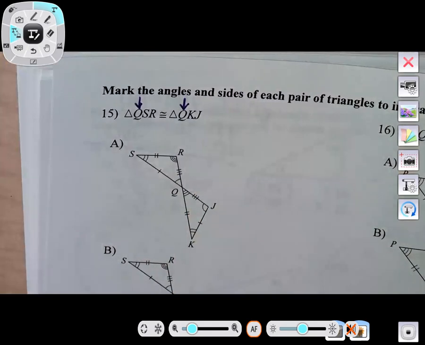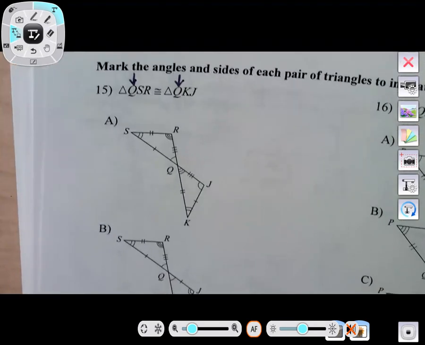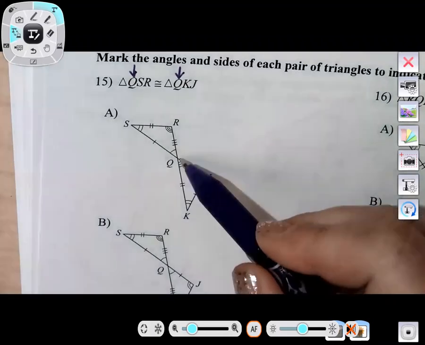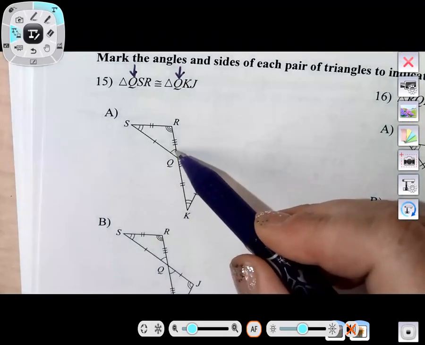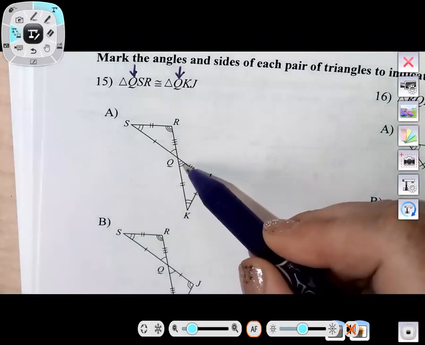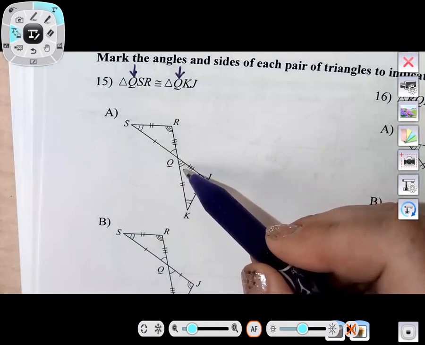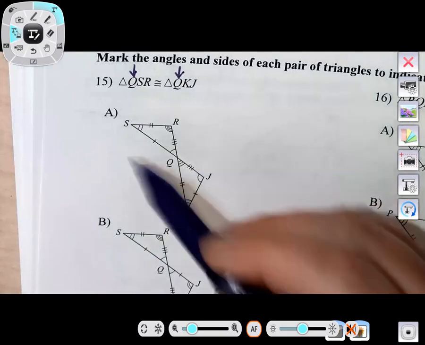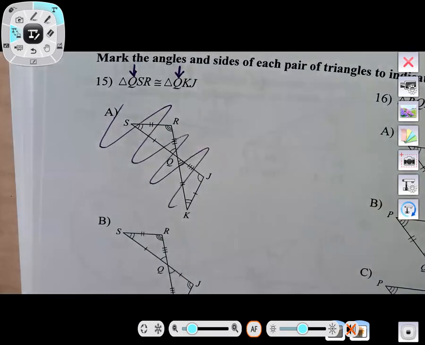So what that means is if I look at the arcs on the angles, however many arcs Q has in the first triangle is the same number of arcs that Q should have in the second triangle. So let me show you. Look at choice A. Here's Q. Q has one arc in this triangle, but 3 arcs over here. They're not the same. So A cannot be the right answer.